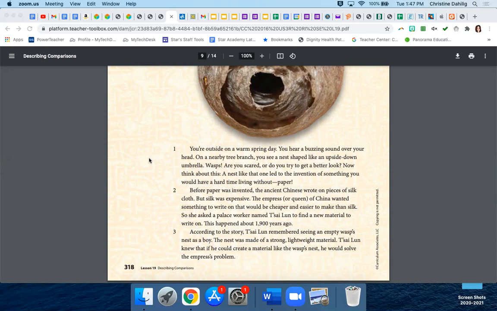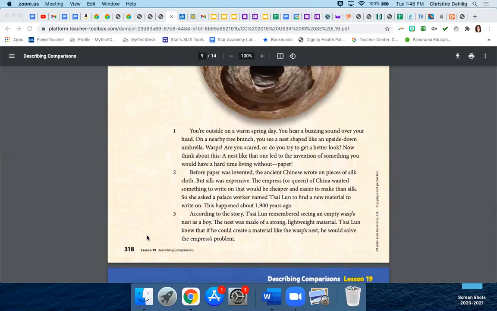time living without: paper. Before paper was invented, the ancient Chinese wrote on pieces of silk cloth, but silk was expensive. The empress, or queen, of China wanted something to write on that would be cheaper and easier to make than silk. So she asked a palace worker named Sai Lun to find a new material to write on. This happened about 1,900 years ago. According to the story, Sai Lun remembered seeing an empty wasp's nest as a boy.